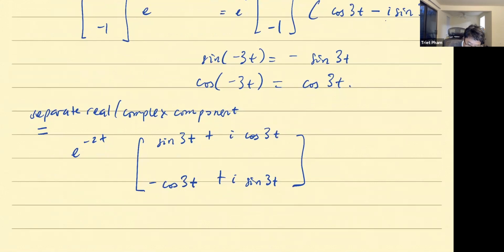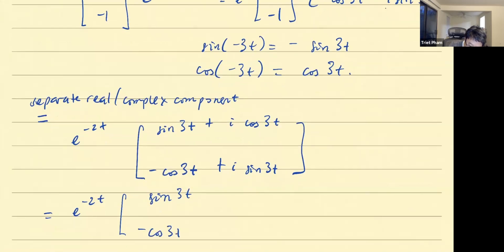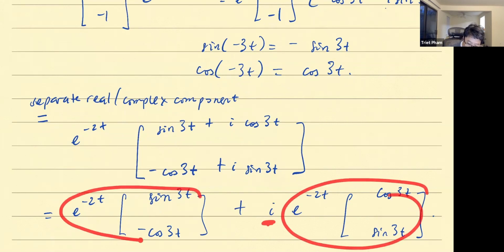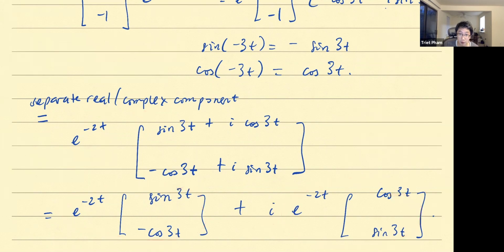Now you separate. It will be e to minus 2t times sine 3t minus cosine 3t, plus i times e to minus 2t times cosine 3t plus sine 3t. All right. So you see one part has an i and one part does not. That's why I say real and complex component. Any question here?